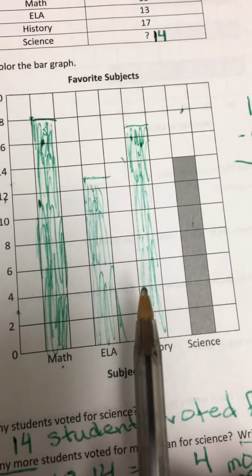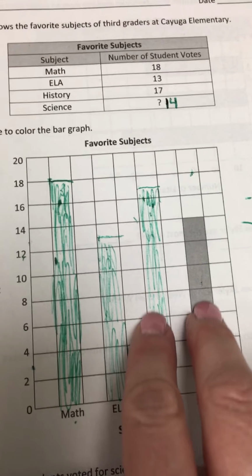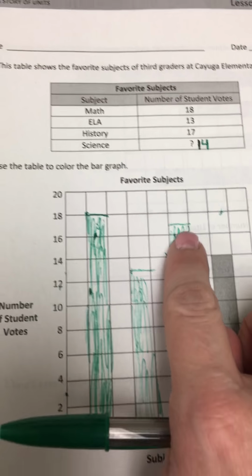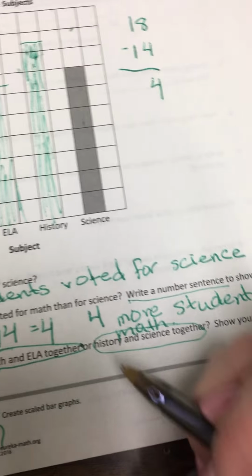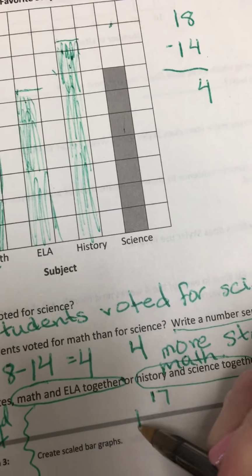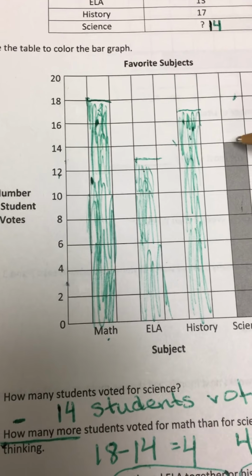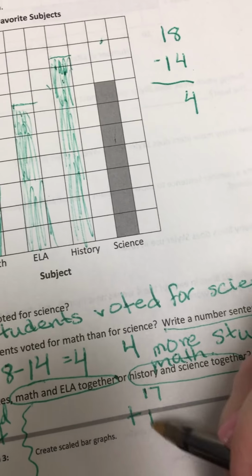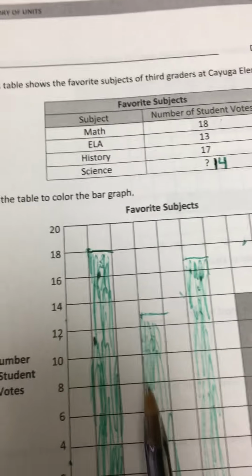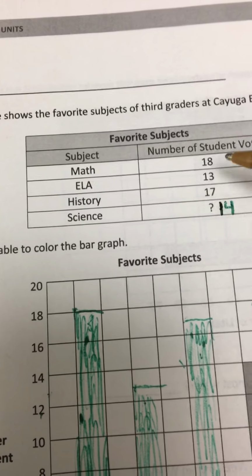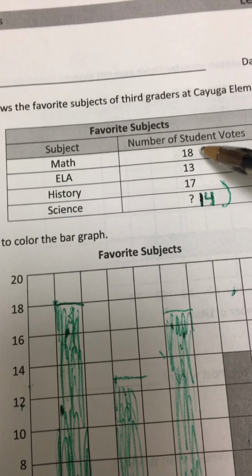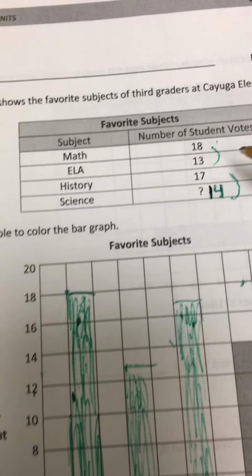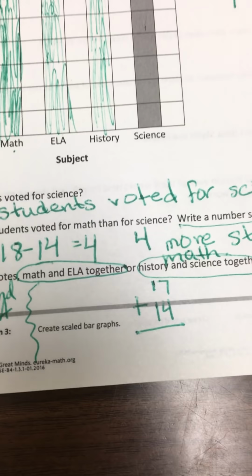History and science together. Okay, so now I need to put these 2 together. So if I go up, history was right here. History, that was 17. Science was 14. And you can use this too. I'm just using the graph to practice using the graph, but you could have used this too. Like you could have just looked up here and said, history and science together, 17 plus 14. Math and ELA together, it means 18 plus 13. You could have done it that way too.